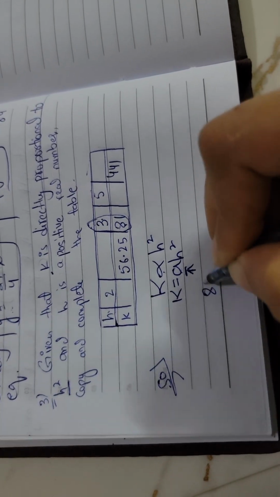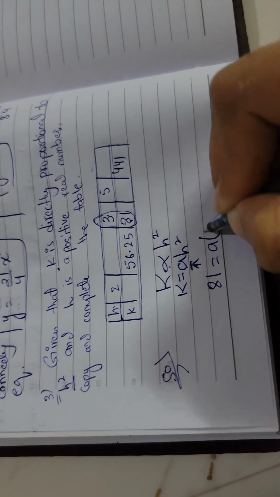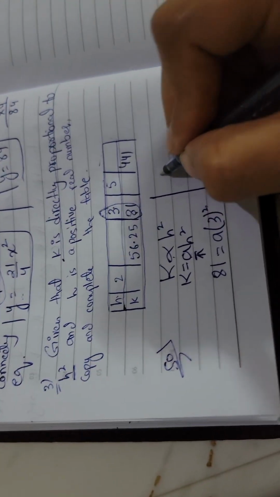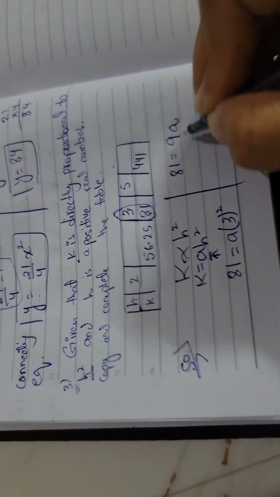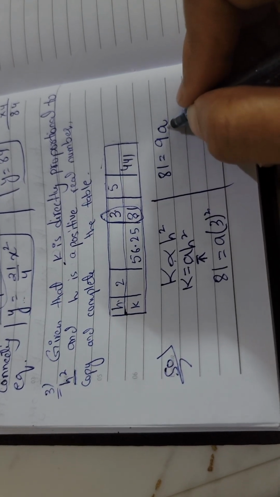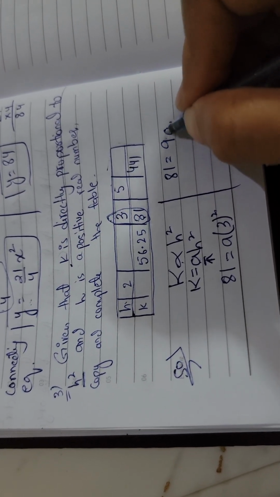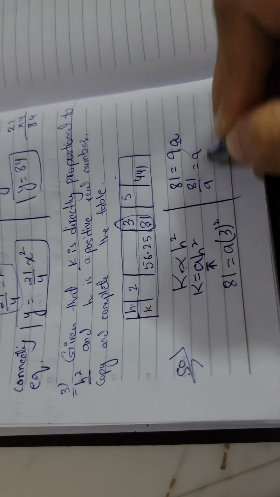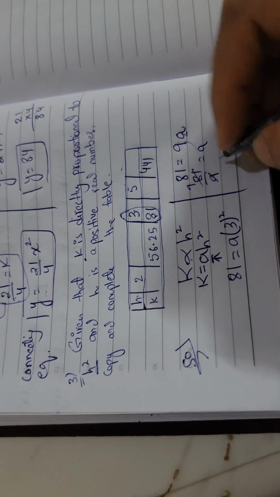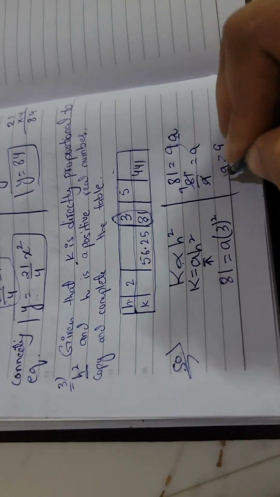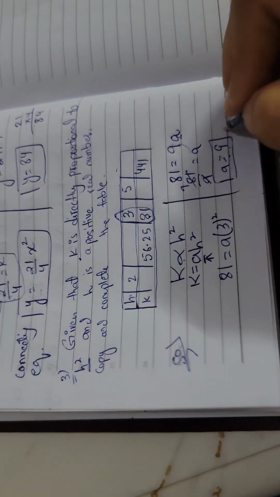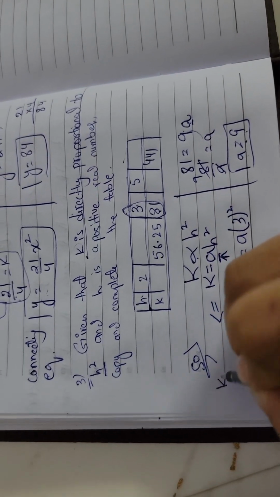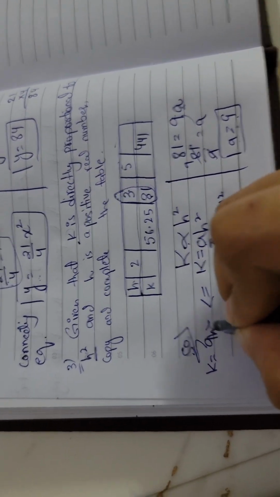So k is 81 is equals to a into h is 3 square. 3 square is again 9. So 81 is equals to 9a. Since we need to find the value of a, so I have to isolate this a. This 9 is multiplying with this a. When I will move it to the other side, it will divide. So a is equals to 81 upon 9, so a is equals to 9. Now put this value again over here. So we will find the connecting equation. K is equals to 9h square.